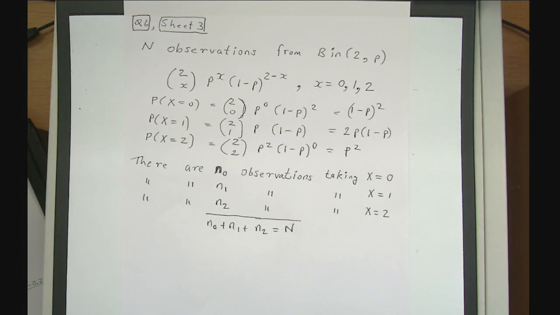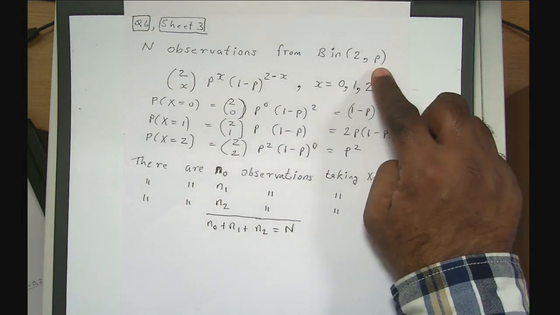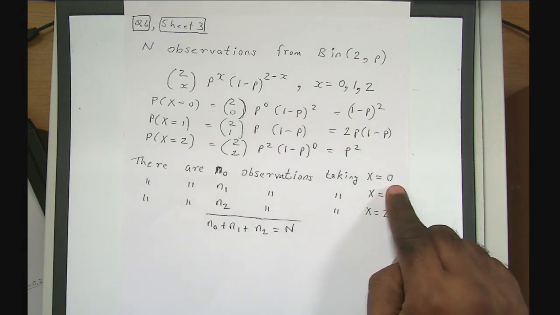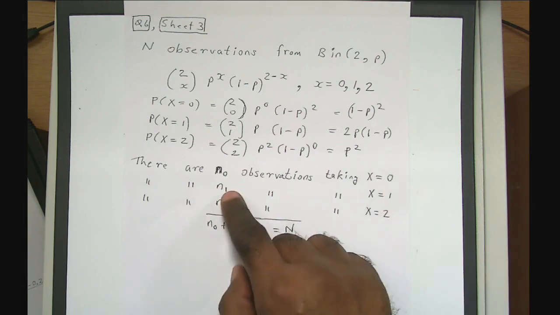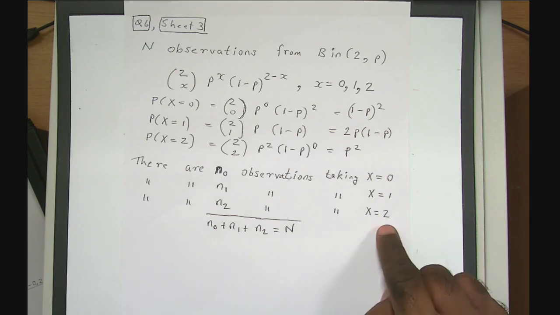If you have sheet number 3 in front of you, this is what you will see. You have a total of capital N observations. Each observation is a binomial with parameters 2 and p. There are n0 of them taking the value x equal to 0, n1 of them taking the value x equal to 1, and n2 of them taking the value x equal to 2.